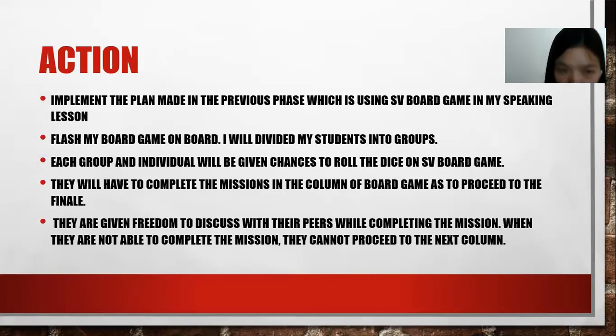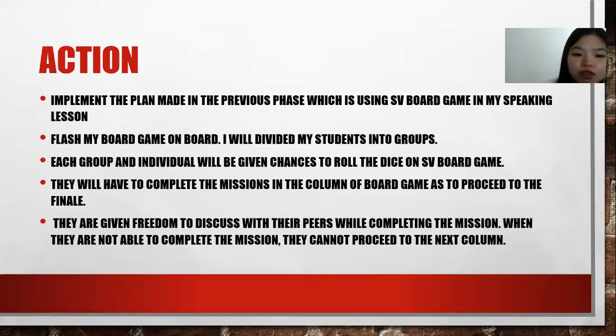And the next one, action. So this is where I'm going to implement my intervention. Through the implementation plan made in the previous phase, which is using the SV board game in my speaking lesson, I'll flash the board game on the board, and I will divide my students into groups, and each group and individual will be given chances to roll the dice on the SV board game so as to give everyone a chance to use the words to try to construct a sentence using the words orally.